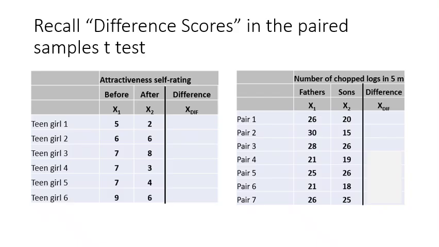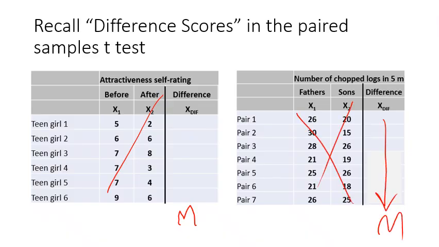So this is what our paired samples t-test might look like with its data. We might have teen girl 1, 2, 3, 4, 5, 6, etc. with their before-after scores, and we would calculate the difference, cross off the before-after scores like that, and this is the column that we would use to get our sample mean. Likewise, for the number of logs chopped between fathers and sons, we would calculate the difference, and we would use this for the sample mean and cross off these data. So that's what it looks like when we're doing the paired samples t-test.